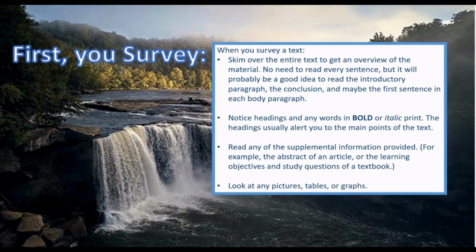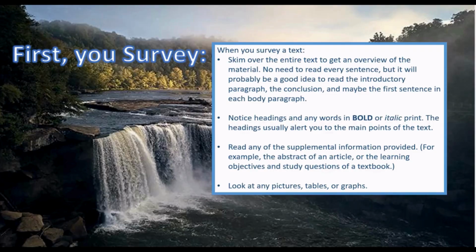And these will, along with the headings, usually alert you to the main points of the text or the main information, the most important information. Also, read any of the supplemental information provided. Now, if you're reading an article in a journal or a magazine, usually there is, especially in a journal, an abstract that will give you an overview of the article's main points.